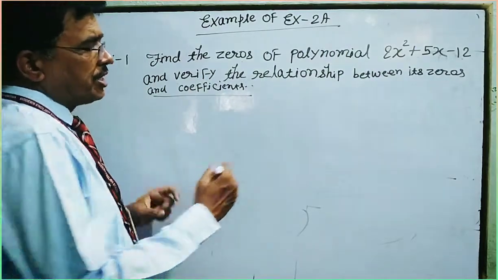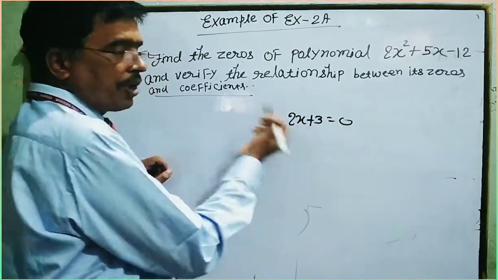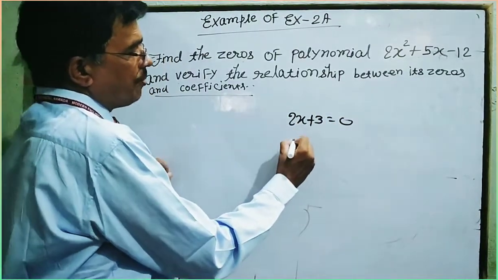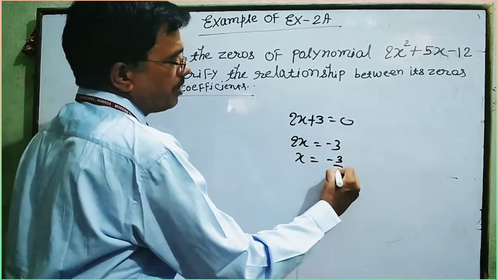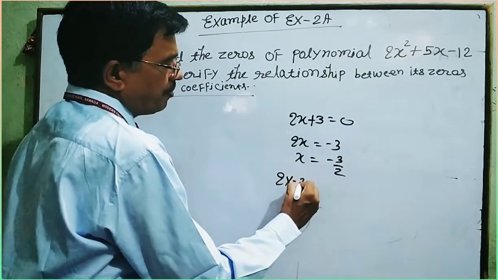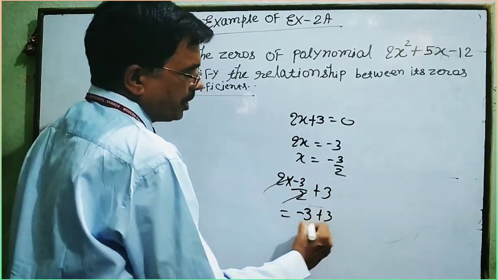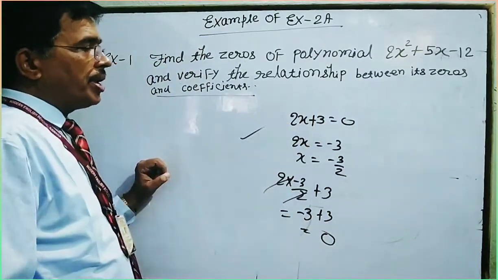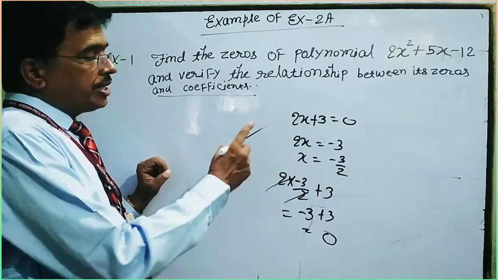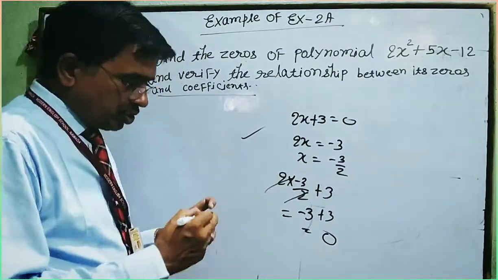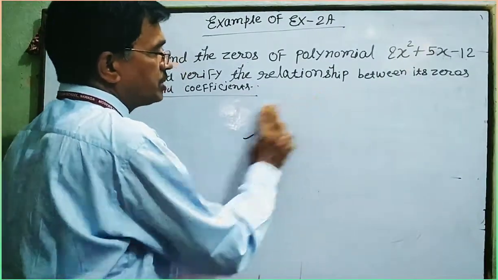First, what is the zero? Suppose your question is like 2x plus 3. It is a polynomial. Then what is the zero? Zero means what is the value of x? That is minus 3, then x is equal to minus 3 by 2. When you write here minus 3 by 2 and substitute, the 2 cancels, that is minus 3 plus 3, that is 0. In real numbers, we substitute the value in place of x and we get 0. That is the zero of the polynomial. So in every question you find the value of x where f is equal to 0.